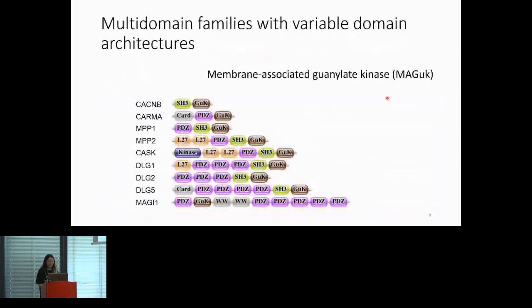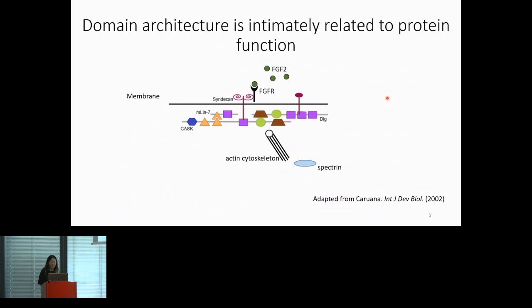Here I'm showing you an example of a multi-domain family with variable domain architectures. This is the membrane-associated guanylate kinase, or the MAGUK family. Domain architectures in this family have similar domain content, but with variation. And the domain architecture of a multi-domain protein is intimately related to its function. For example, these 4 domains in the CASK protein all bind to different things, and this makes the CASK protein function as a scaffolding protein that groups these proteins together.